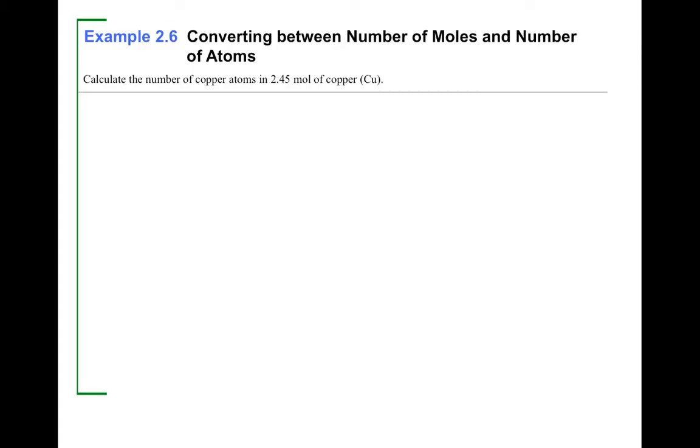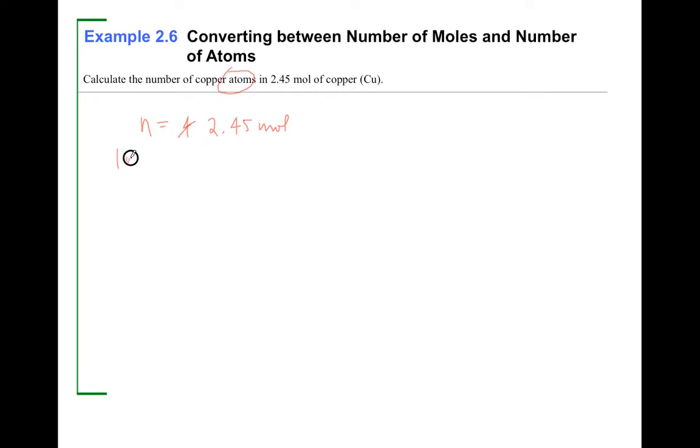So let's go to our first example, converting between number of moles and number of atoms. Calculate the number of copper atoms in 2.45 moles of copper. First we write down what we know. We were given 2.45 moles of copper. Then we ask, what are we being asked here? We're looking for atoms.